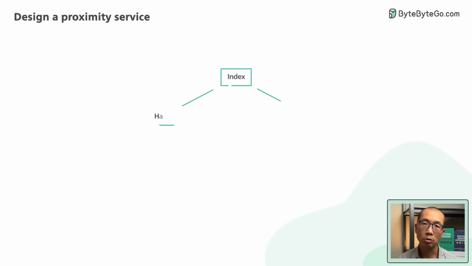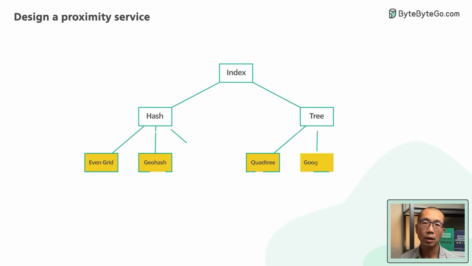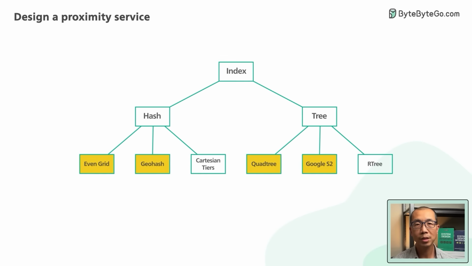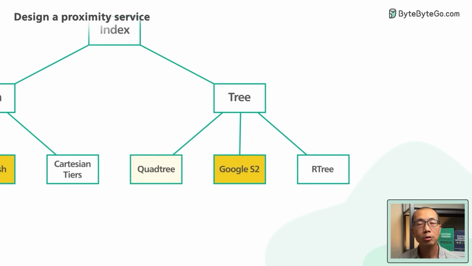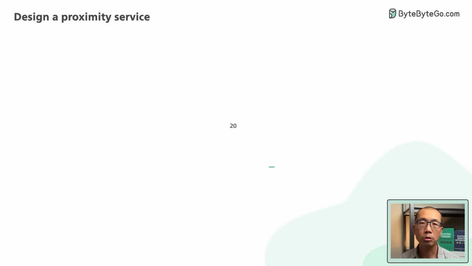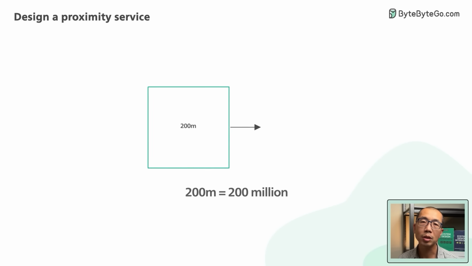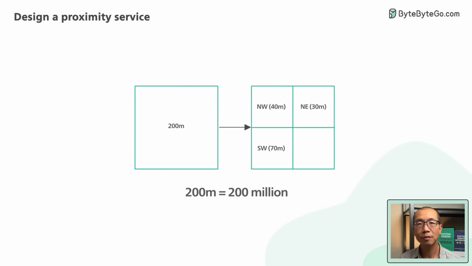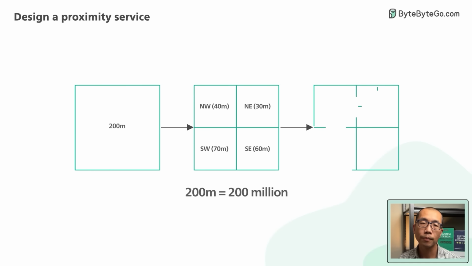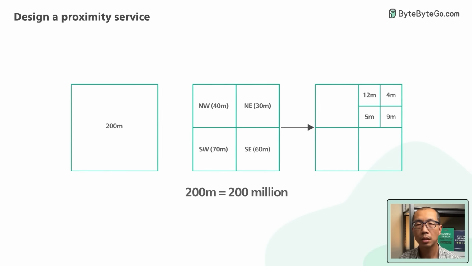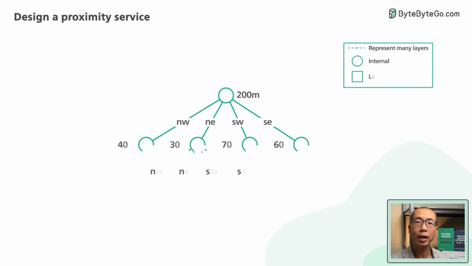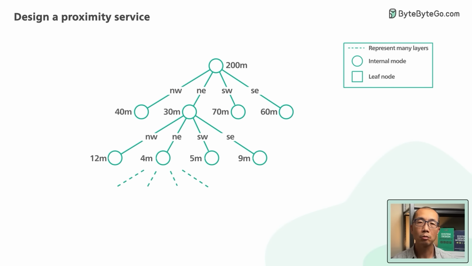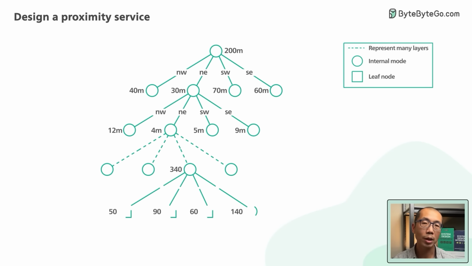Next, we will briefly look at the tree-based implementation. In this video, we will not implement the location-based service using any tree-based index, but it is good to understand at a high level how they work. The common tree-based indexes are Quadtree and Google S2. A quadtree is a data structure that partitions a two-dimensional space by recursively subdividing it into 4 quadrants. The subdivision stops when the grids meet certain criteria. In our use case, the criterion can be to keep subdividing until the number of businesses in the grid is no more than some number, say 100.